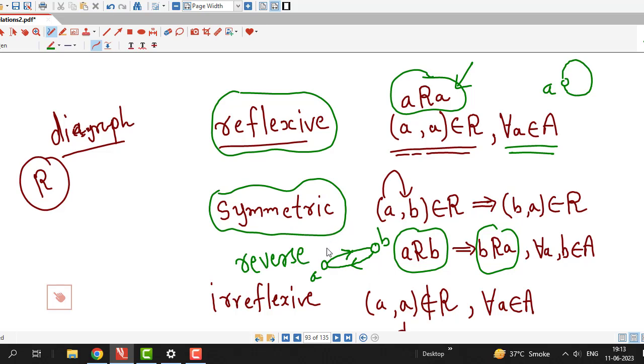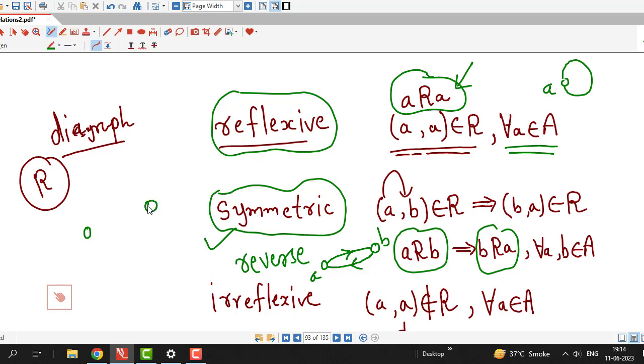So if there is an arc between two vertices in the graph, then there must be a reverse arc between those two vertices for the relation to be symmetric. So we can check whether there is an edge between two vertices. If there is an edge, then there must be a reverse edge between those two vertices.